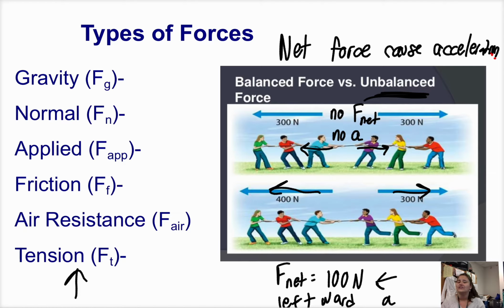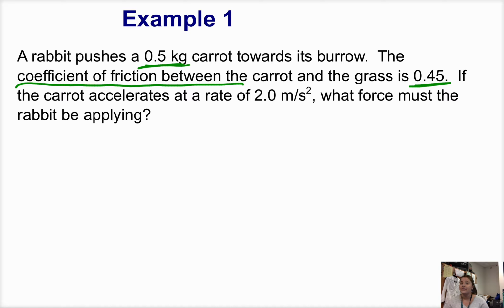Example number 1. A rabbit pushes a 0.5 kilogram carrot towards its burrow. The coefficient of friction between the carrot and the grass is 0.45. If the carrot accelerates at a rate of 2.0 meters per second squared, what force must the rabbit be applying? Okay, so with any of these problems, the first thing we're going to do is draw our free body diagram. So here's my object. It's a carrot. I don't want to draw a carrot, so I'm just going to draw a box.